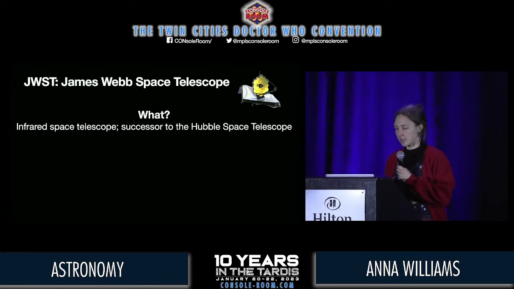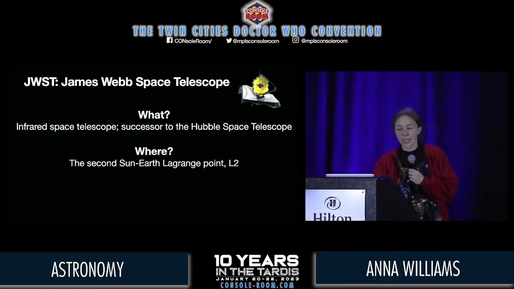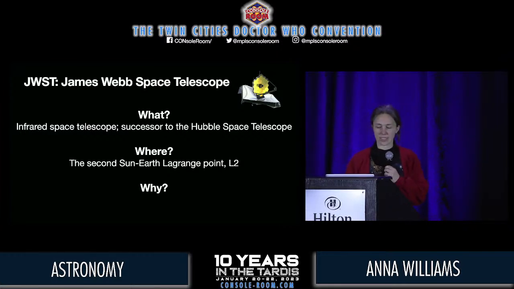whenever we look at images from the James Webb Space Telescope. We consider this to be the successor to the Hubble Space Telescope because it is building off a lot of the phenomenal research that was done with the HST. It is located at the second Sun-Earth Lagrangian point, or L2. I will have a picture of that in a second.